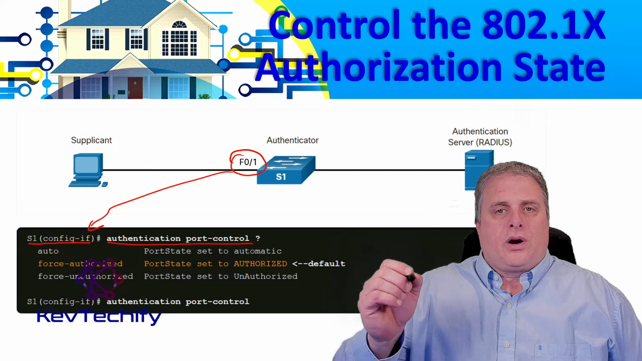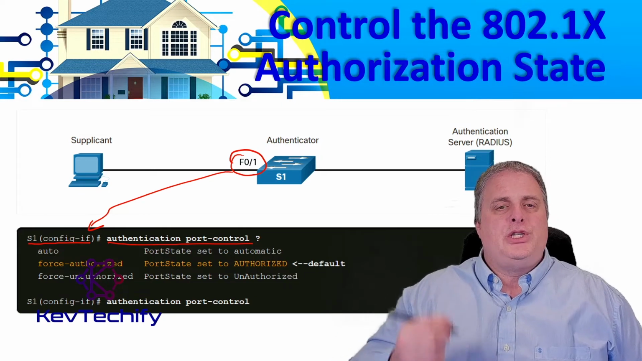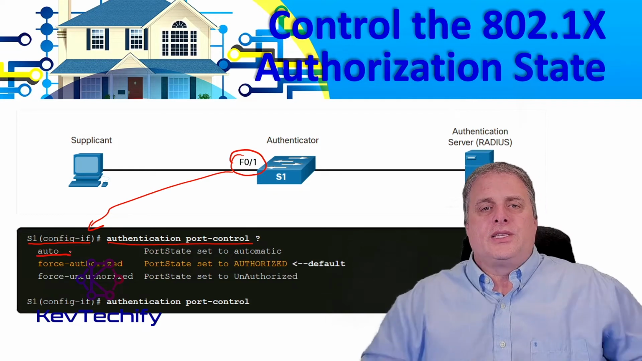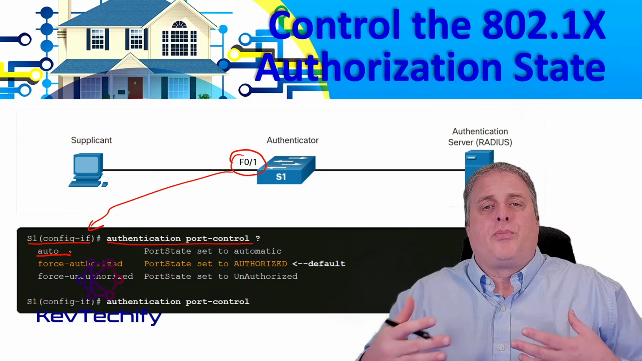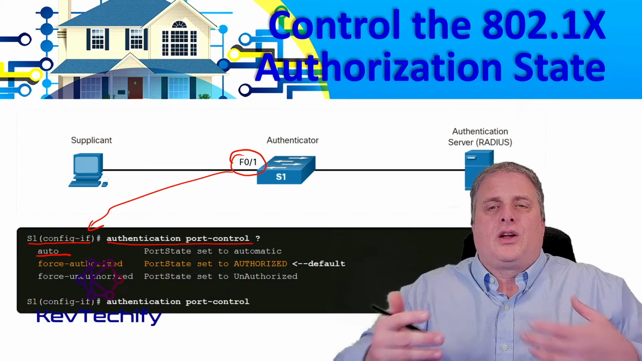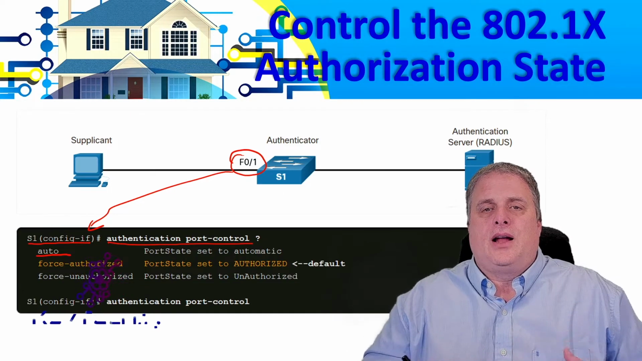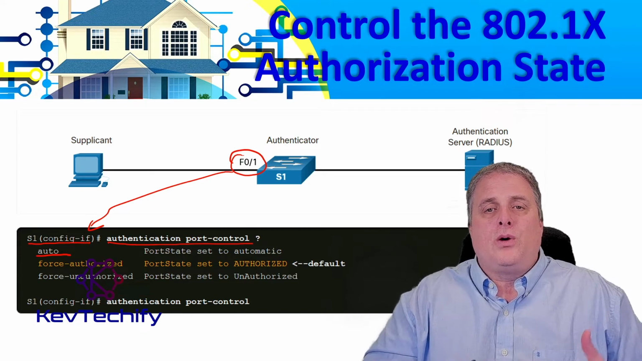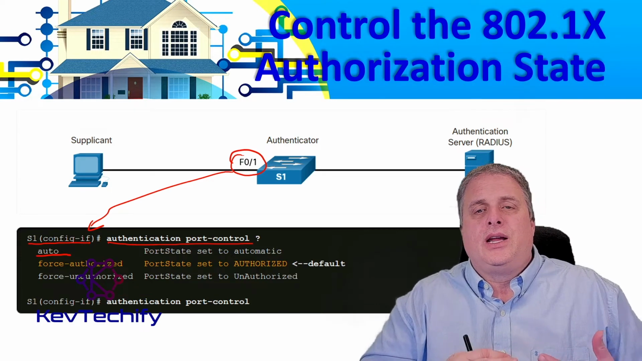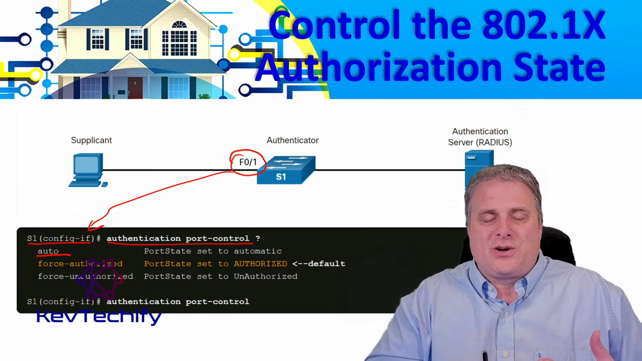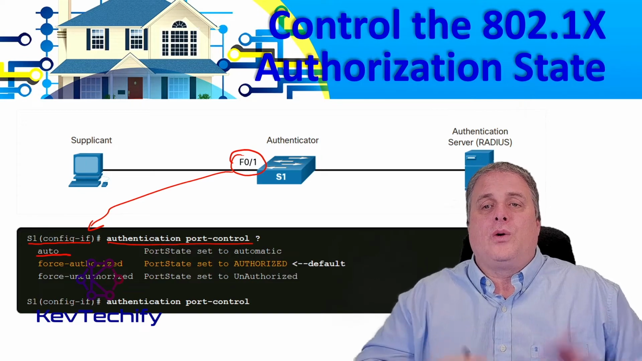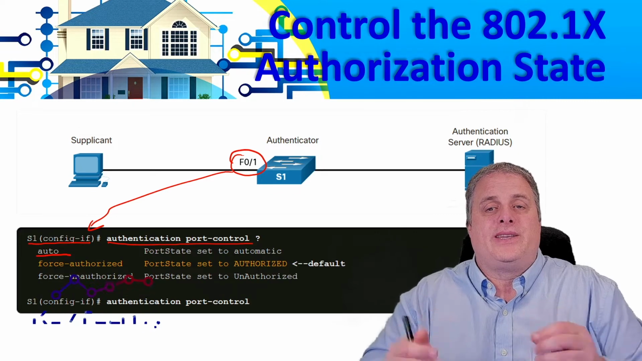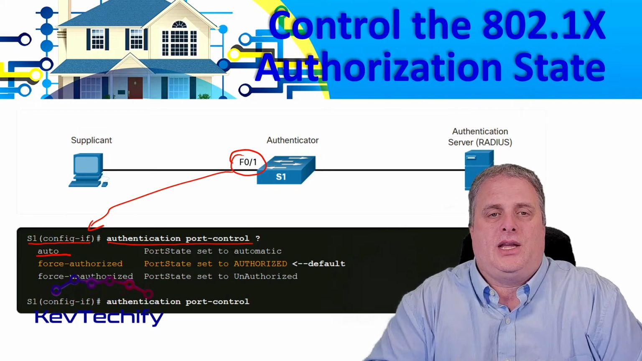Now, there are three different parameters you can use for this one. The first parameter is auto. This enables 802.1X port authentication and causes the port to begin in unauthorized state. During this time, only EAPOL, spanning tree, and CDP, Cisco Discovery Protocol, frames are the only types of frames that are to be sent or received through the port until the client device has been authenticated.